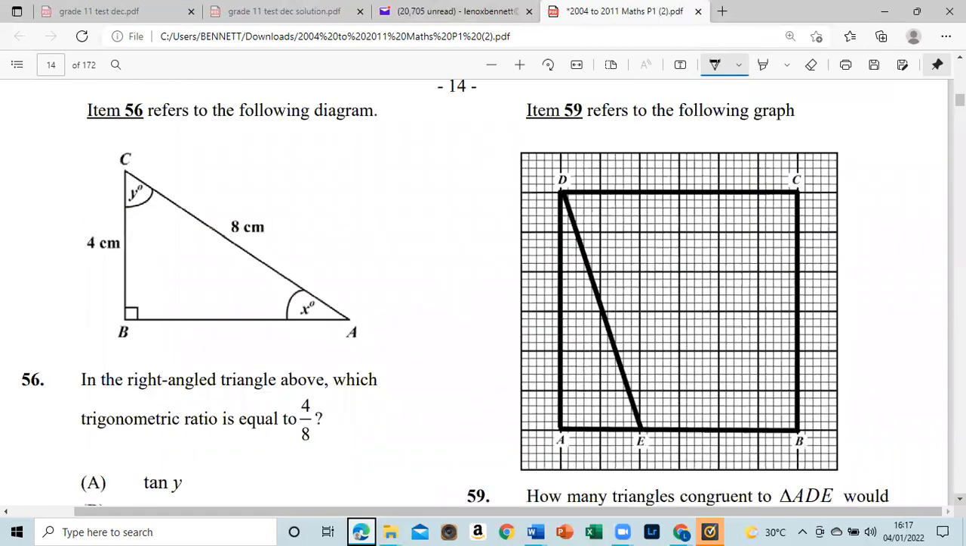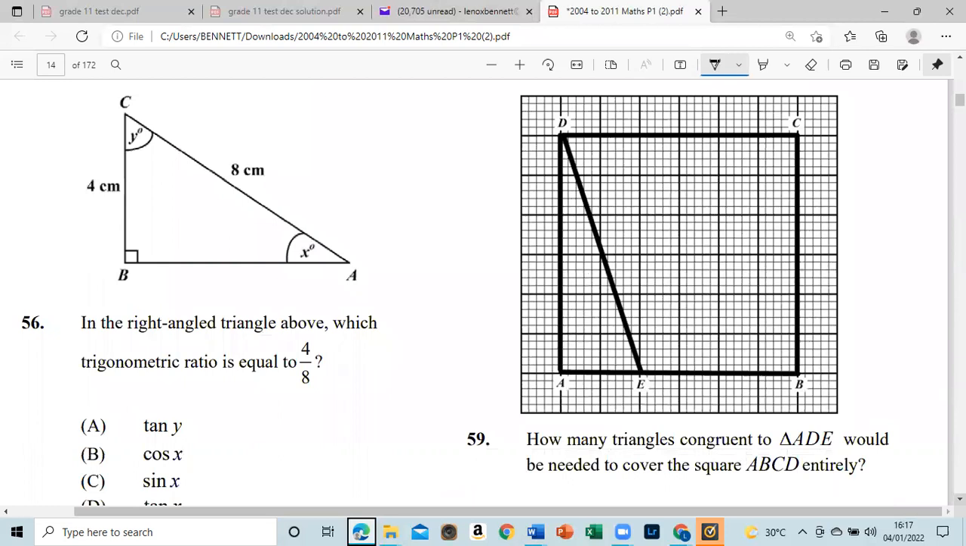Alright, in the right-angled triangle above, which trigonometric ratio is equal to 4/8? Oh, tan. Is it a cos or something? So opposite over hypotenuse. Yeah, from x. So that's the same, opposite over hypotenuse. Same as that one. Now I'm going to clear it up.